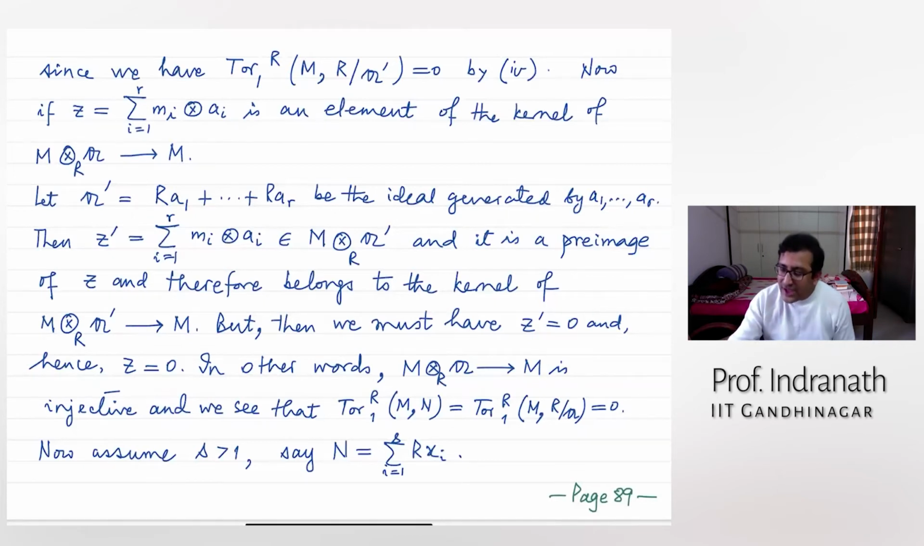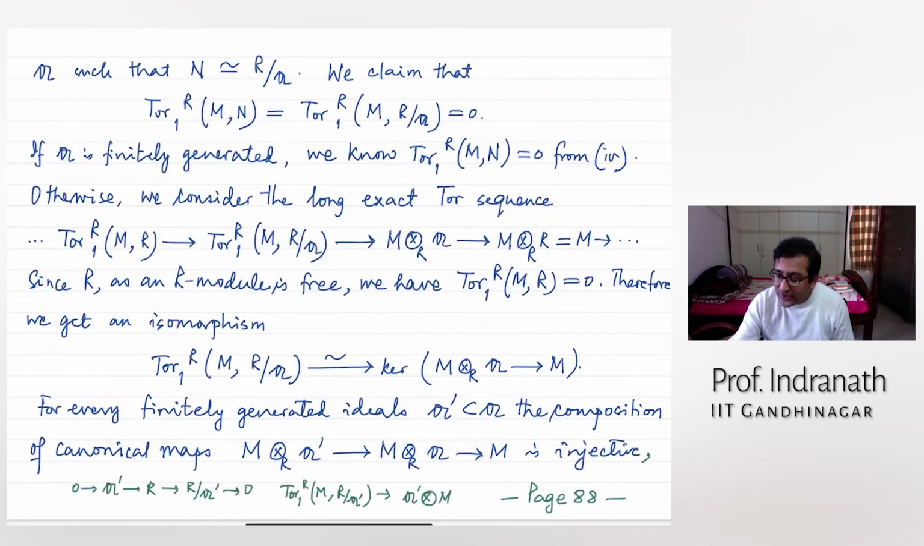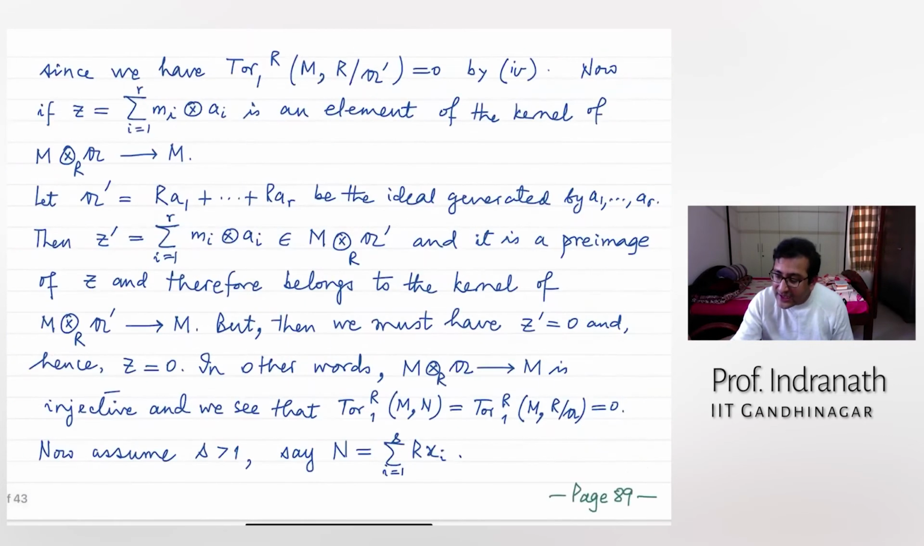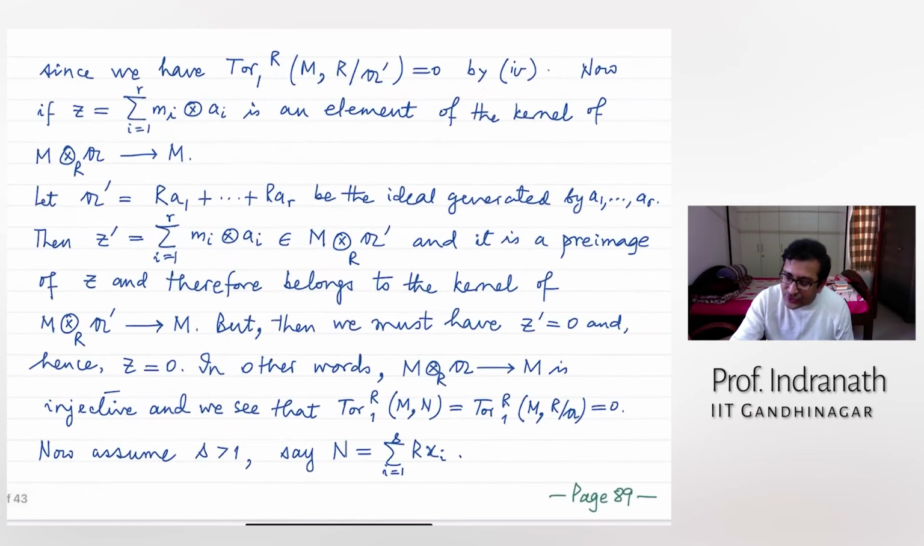So the whole idea is, when you are taking an element here and you write it as a summation of xi, mi tensor ai, you cannot just say that let us now take a finitely generated ideal. Well, yes, but the point is you still have to argue, because you do not know that it is actually injecting inside this, but this whole map is actually injective. That follows because of the Tor argument, and therefore you have that this preimage Z dash is actually going to Z, and since this is 0, therefore this is 0, etc.